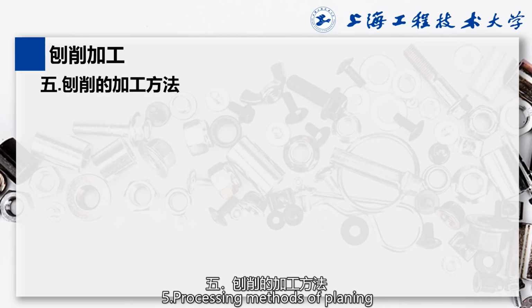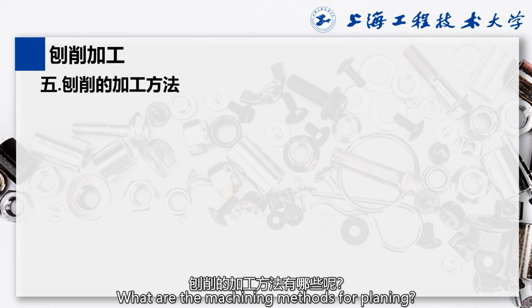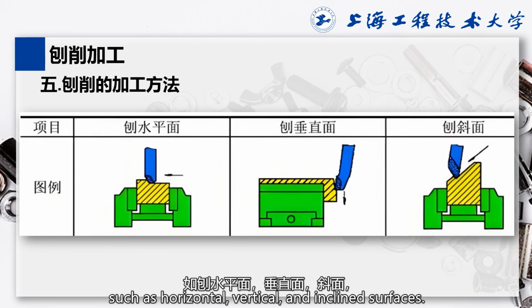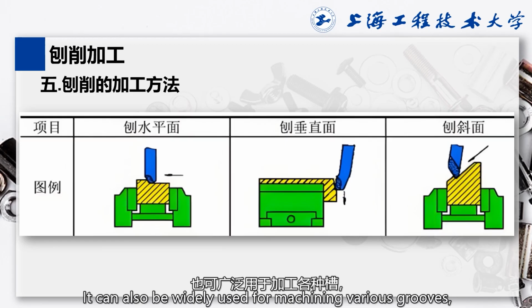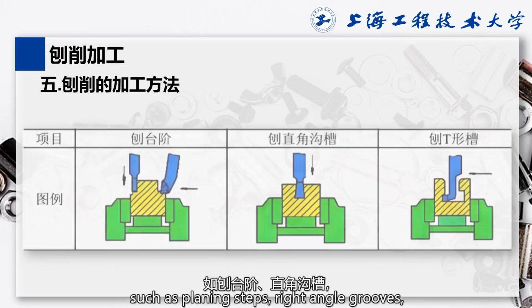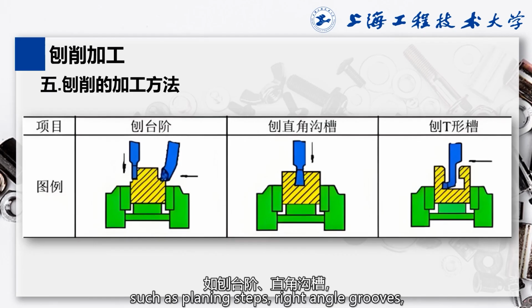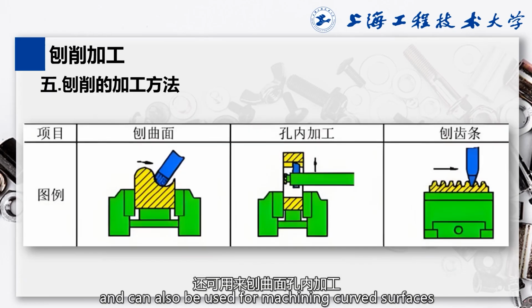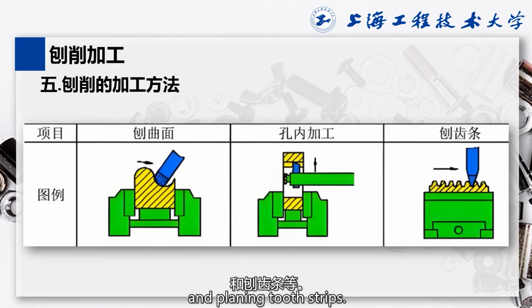Fifth, processing methods of planing. What are the machining methods for planing? Planing is mainly used for machining flat surfaces such as horizontal, vertical, and inclined surfaces. It can also be widely used for machining various grooves, such as planing steps, right angle grooves, trapezoidal grooves, and can also be used for machining curved surfaces and planing tooth racks.